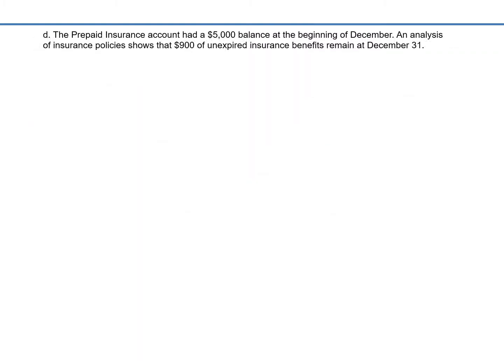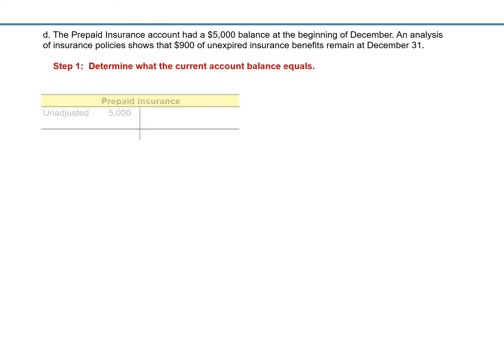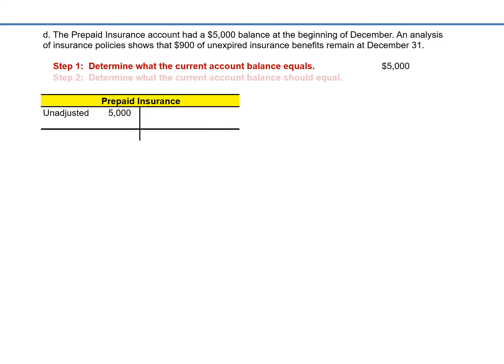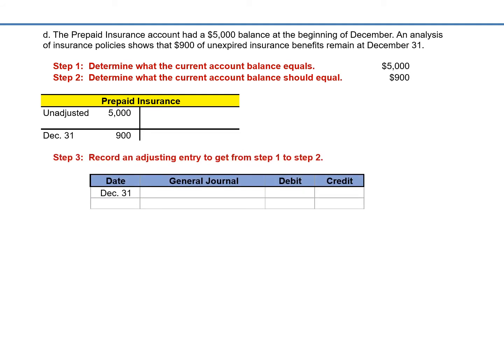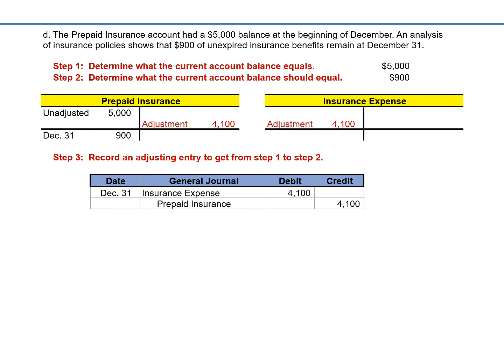Right, in letter D, the prepaid insurance account had a $5,000 balance at the beginning of December. Analysis of the insurance policy shows $900 of unexpired insurance benefits remain. So our balance in prepaid insurance is $5,000. It needs to be $900. To get from $5,000 to $900, we need a credit, right? We reduce our asset accounts with credits, and in this case, a credit of $4,100. So we credit prepaid insurance for $4,100 and we debit insurance expense for $4,100.